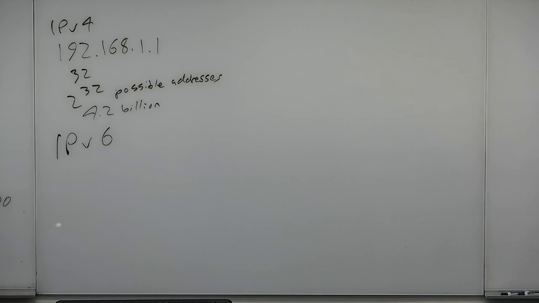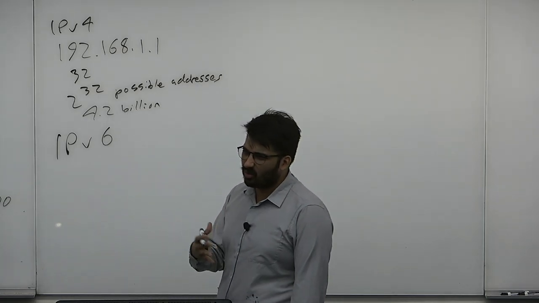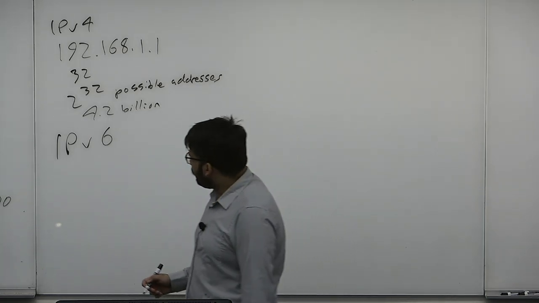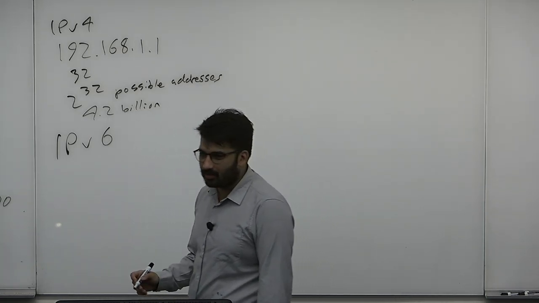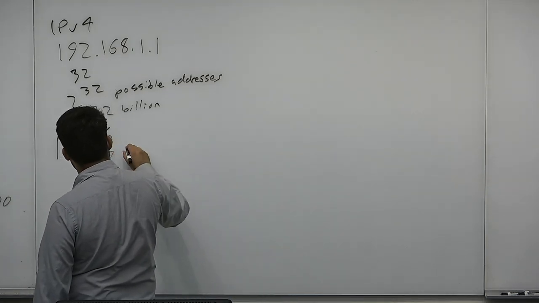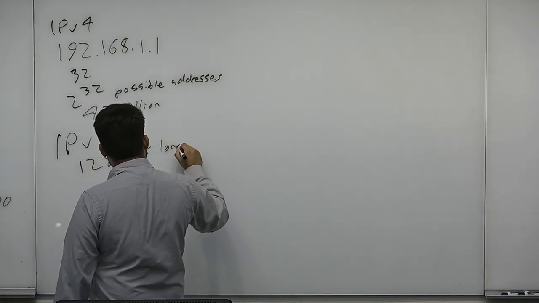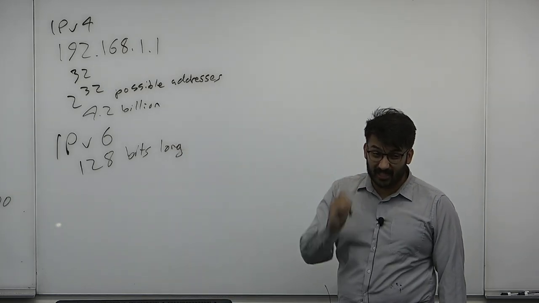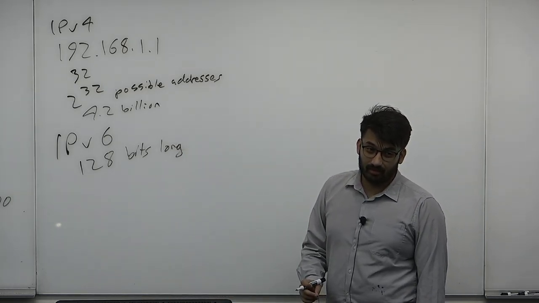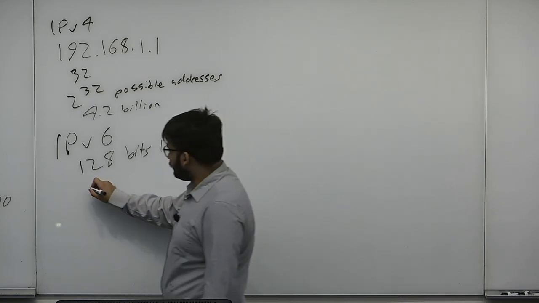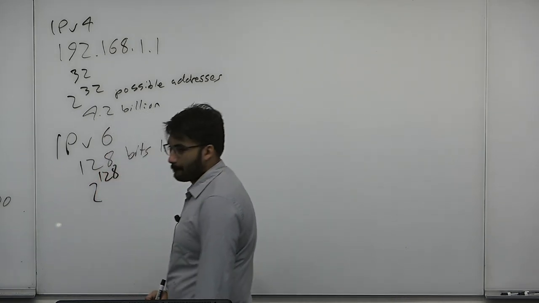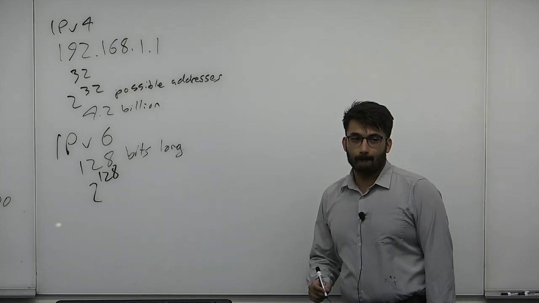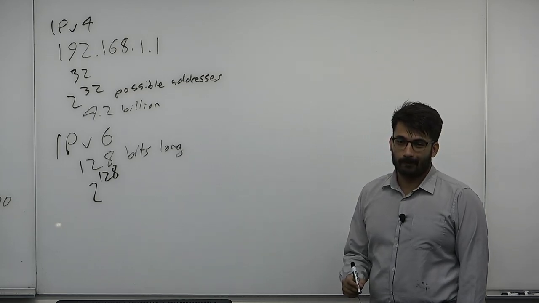IPv6 is similar to IPv4 in the sense that it's just an assignment of your IP address. It can be represented as a bit string, and of course some special characters are reserved. But basically, it can be represented as a 128 bit string. So it's 128 bits long. How many possible bit strings are there? How many possible IPv6 addresses are there? 2 to the 128. Yeah. Does anyone know how big this number is? Very big. Yes, this is really big.